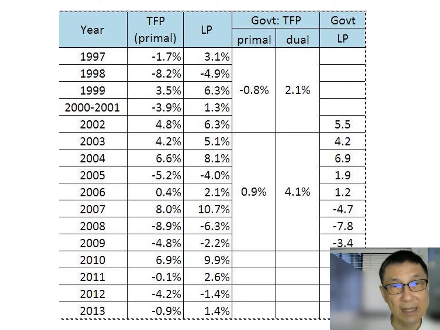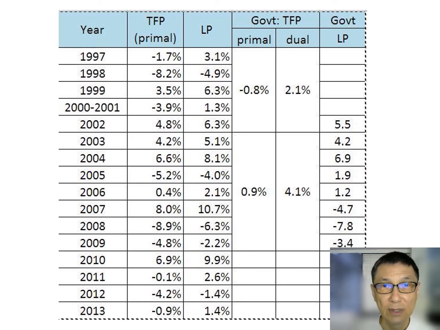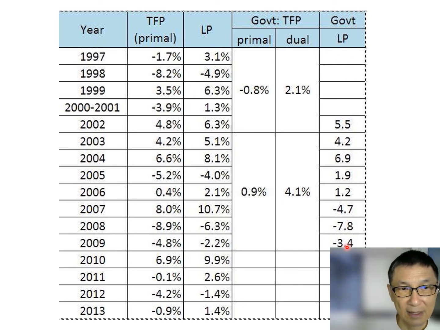In the last two slides, let me share with you some estimates of TFP. The first table was produced by Singapore government economists, showing you estimates of TFP by the primal method, labor productivity by the primal method, government estimates of TFP by the primal and the dual method, and government estimates of linear labor productivity growth.